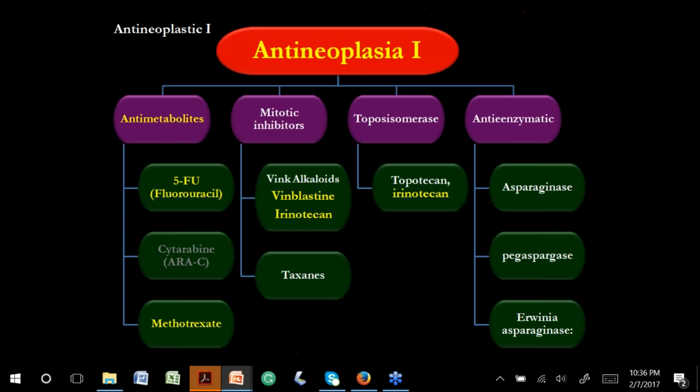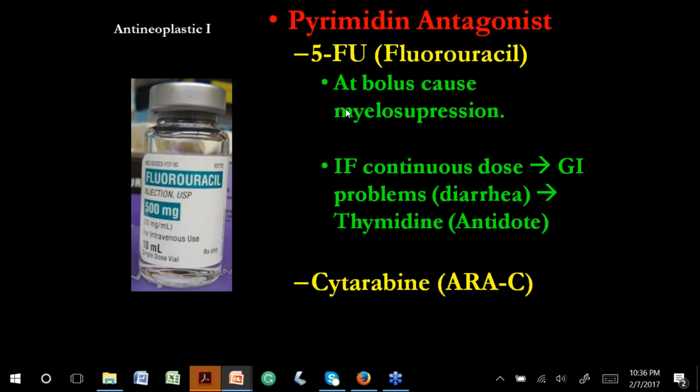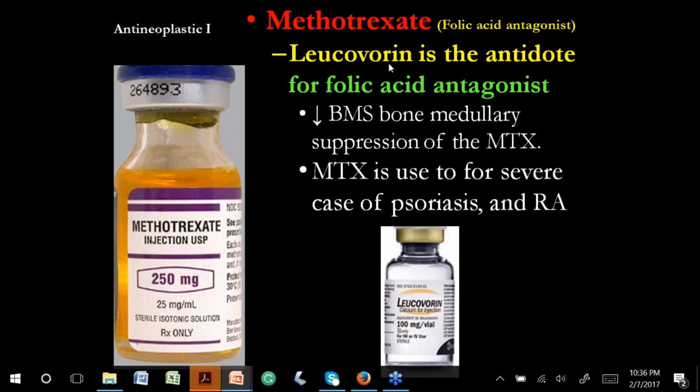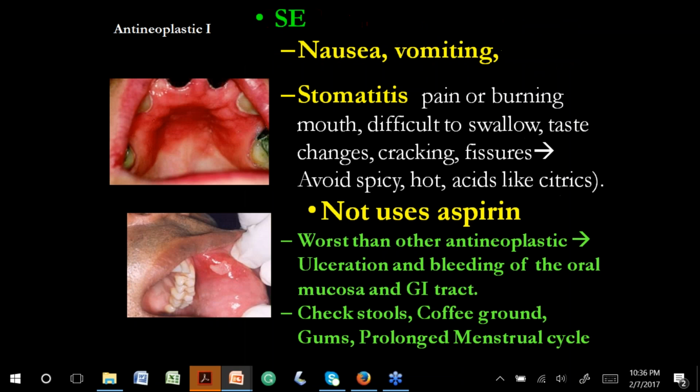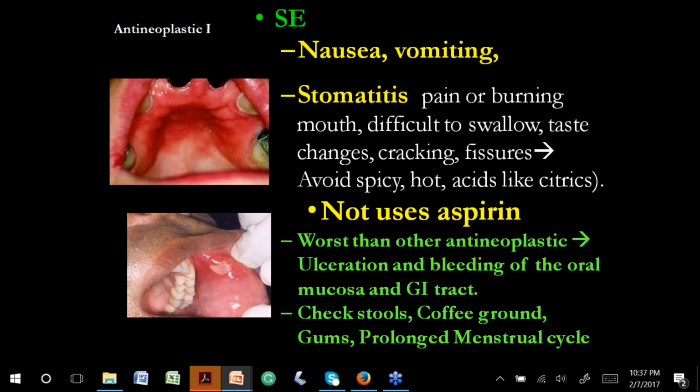For methotrexate, the antidote is antifolic acid again. Okay, so we already talked about fluorouracil and methotrexate. Antifolates, we have the fluorouracil and the methotrexate. So those are the main medications, and the antidote is leucovorin. We need to remember that, leucovorin. Again, we have stomatitis, that is in general for all chemotherapies, and we already talked about that. Don't use aspirin, because aspirin can produce some factors that can destroy normal cells. So we don't use aspirin here with the antimetabolites.